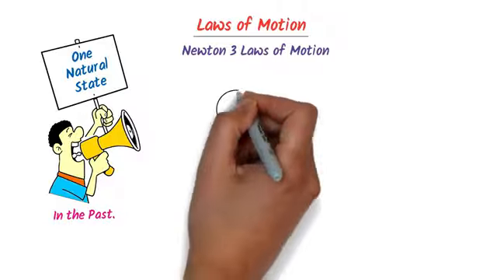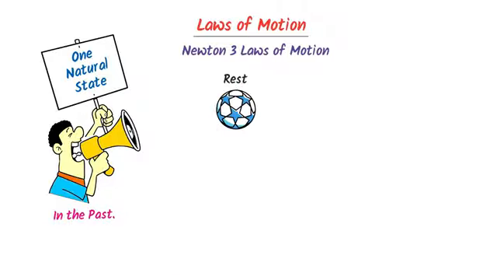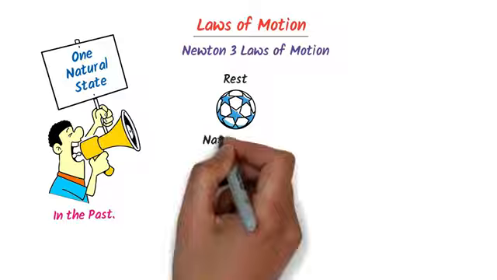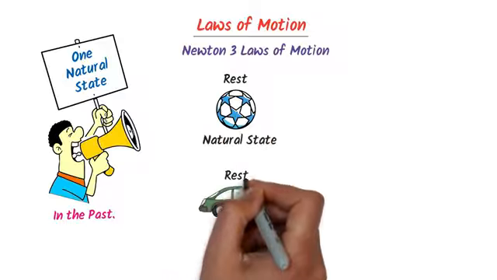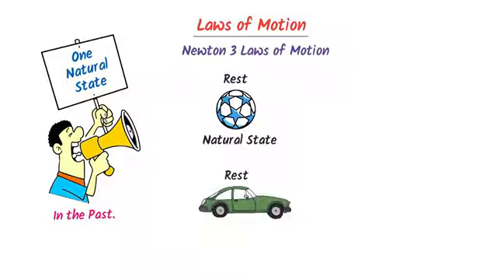For example, consider this ball at rest. Scientists believe that this is the natural state of the ball. Secondly, consider this car at rest. Scientists believe that this is the natural state of the car.